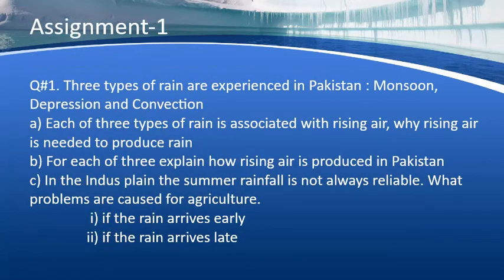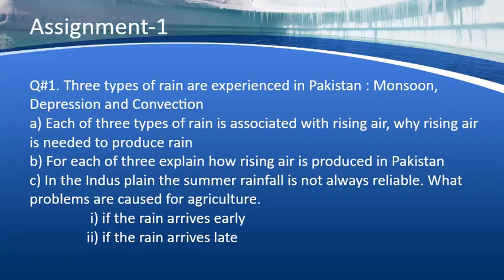At the end of the lesson, we are having assignments. Today, I'm giving you two assignments. First one is question number one. Three types of rain are experienced in Pakistan: monsoon, depression, and convection. Each of the three types of rain is associated with rising air. Why is rising air needed to produce rain? Explain your answer. Think about it. Why is rising air required for rain? For each of the three, explain how rising air is produced in Pakistan.